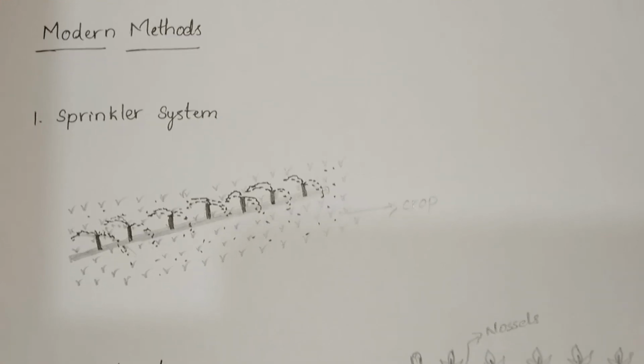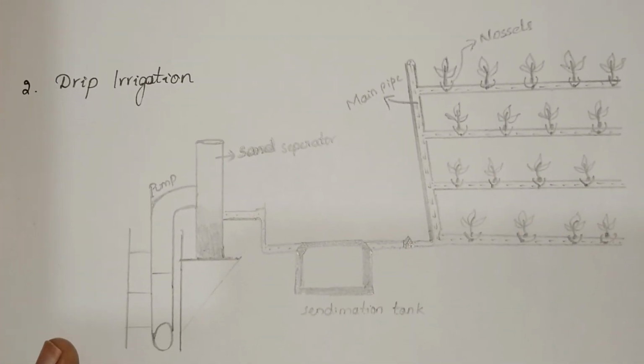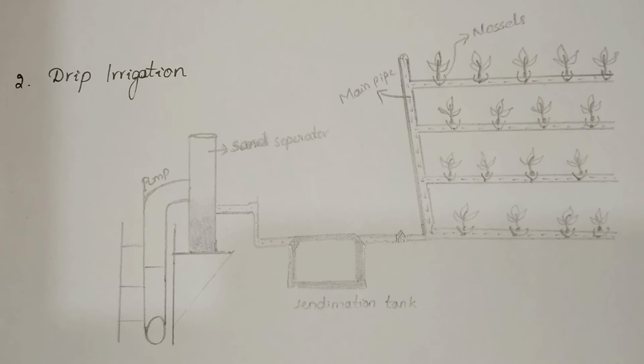Now we are going to discuss the second method of irrigation, that is drip irrigation. What is drip irrigation? Water supply is done drop by drop exactly at the roots using a hose or pipe. This method can also be used in regions where water availability is less.